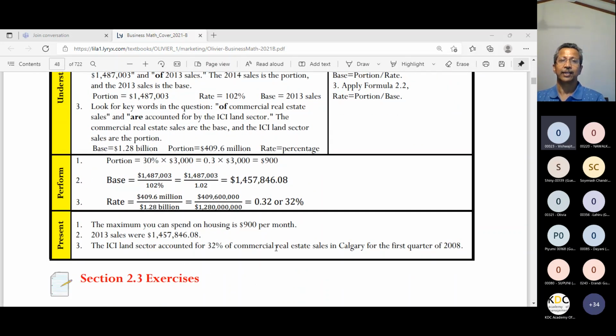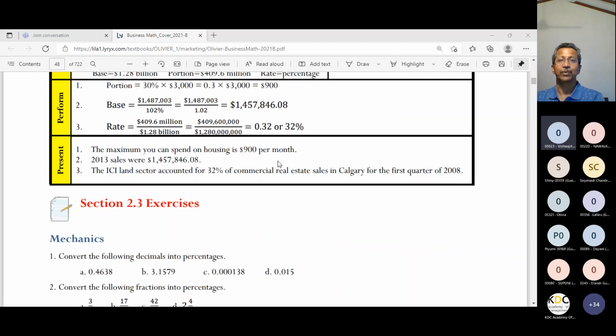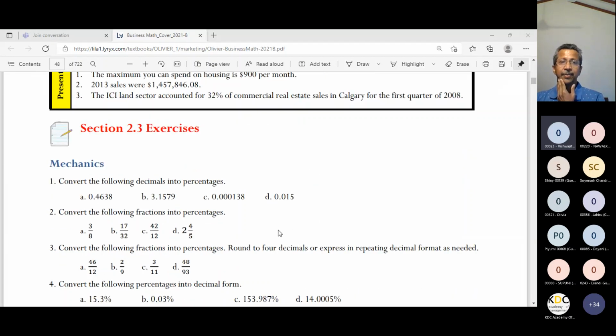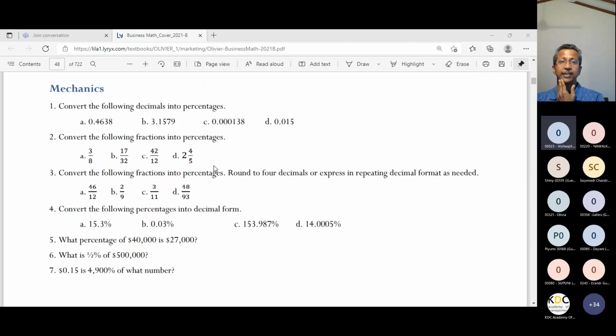Right, so these are the answers. Maximum you can spend on housing 900, 2013 sales 1,457,846. The ICI land sector is 32% of commercial real estate sales in Calgary. I think you can try these 2.3 exercises for homework. Okay.